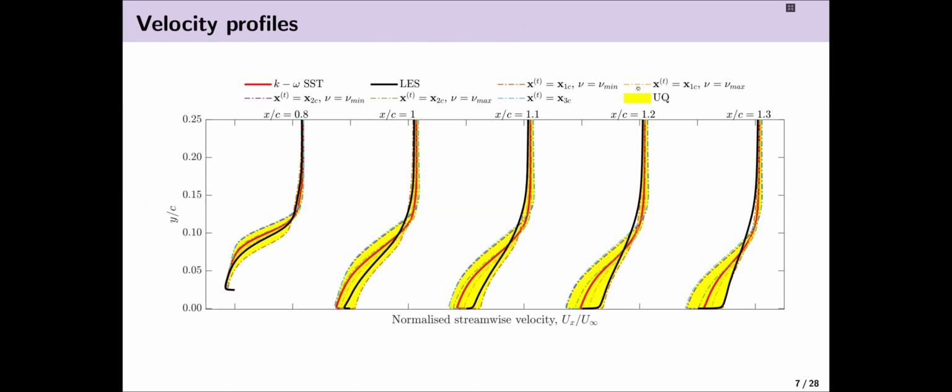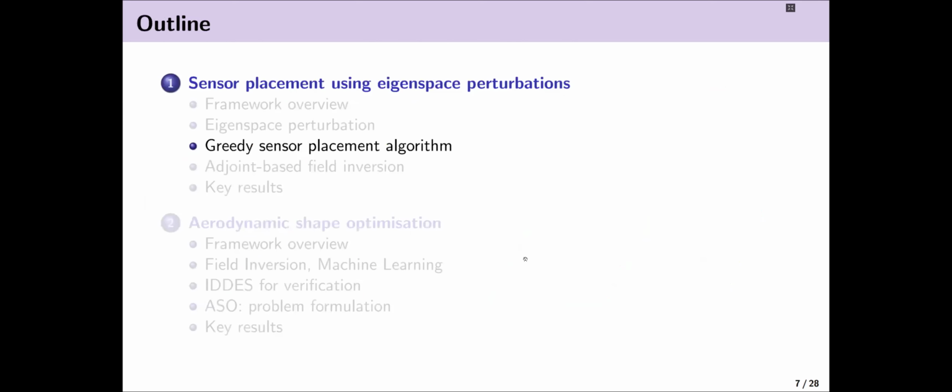Before we do that, I'm just going to show velocity profiles, where the black solid line is the LES. Then all the dotted dashed lines are the different perturbations of the eigenvalues and eigenvectors. So we can see that the biggest spreads and uncertainties are closer to the wall in the boundary layer.